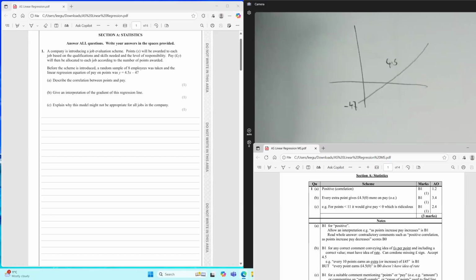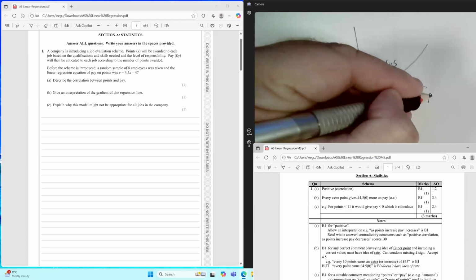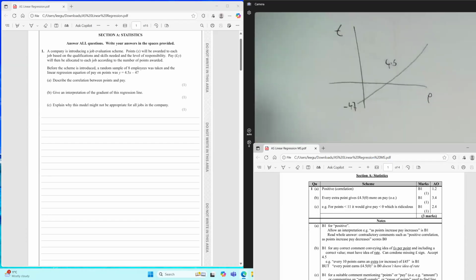Now, part B says give an interpretation of the gradient of this regression line. The context is it's basically how much pay you get versus the points that you have. What this means is that for every extra point that you get awarded, so we have here maybe the points, and here we have the pay, you get paid an extra £4.50. You can see they've said that here in the mark scheme: every extra point gives an extra £4.50. So that's the significance of the gradient. I've seen them ask that quite a few times, so look out for that.